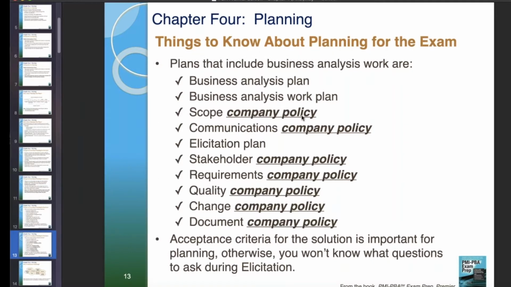Scope company policy. Communications company policy. Stakeholder company policy. Requirements policy. Quality policy. Company policy. A quality policy by itself is for the project. It just says what that project's quality level is expected to be. The company might have a 3 Sigma standard, but that project could have a 6 Sigma standard. Meaning, and we'll cover that, but meaning a higher level of efficiency is required.